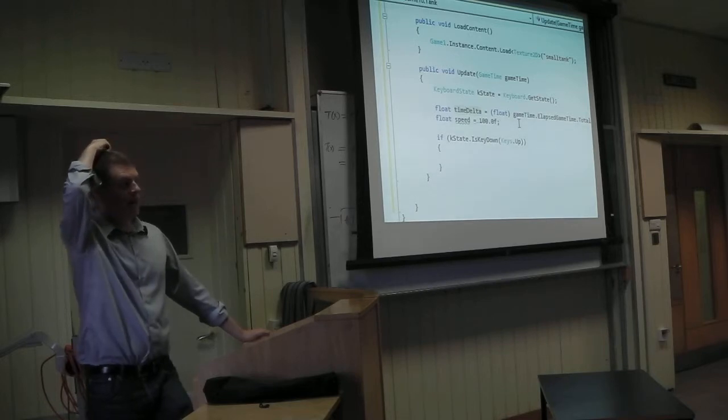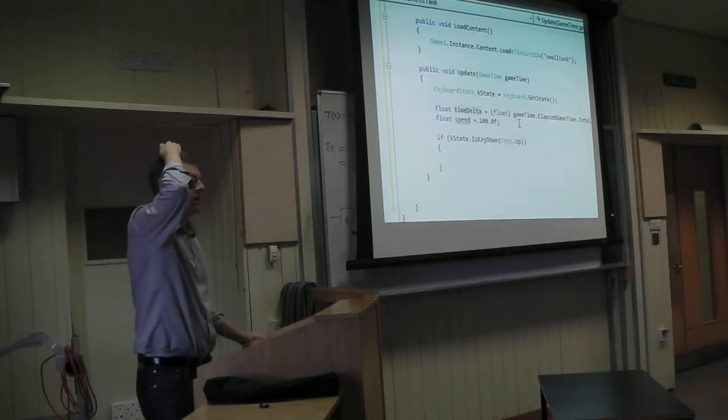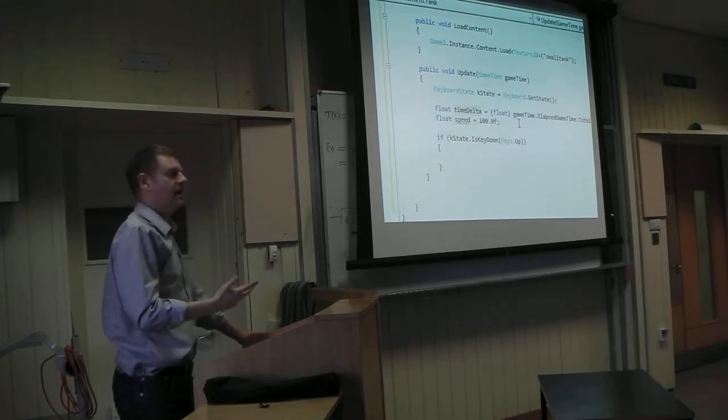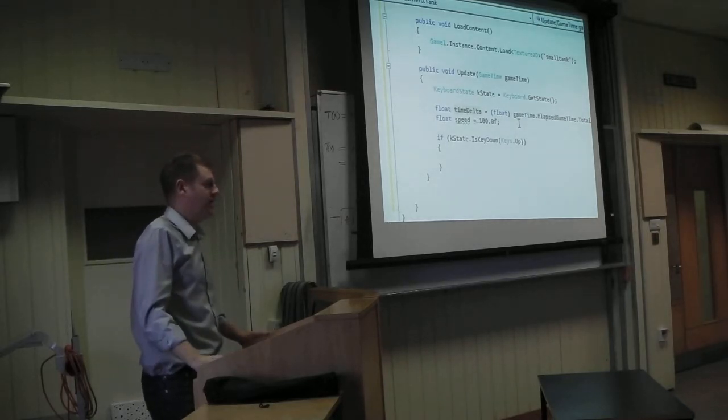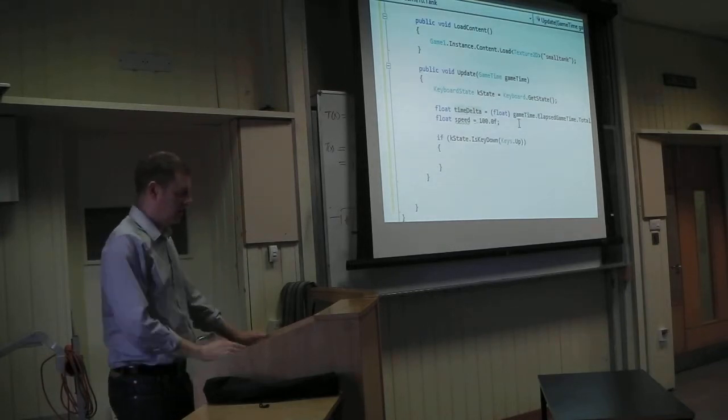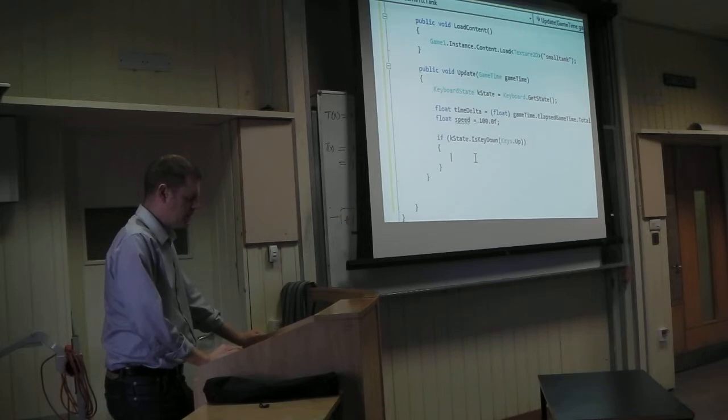How much time has elapsed since the last time update was called. So in your game, if your game is updating the scene 20 times a second, you'll get a value of 1/20 for that. So that's how much time has elapsed since update was last called. Alright, and then you can use that to do the speed thing.